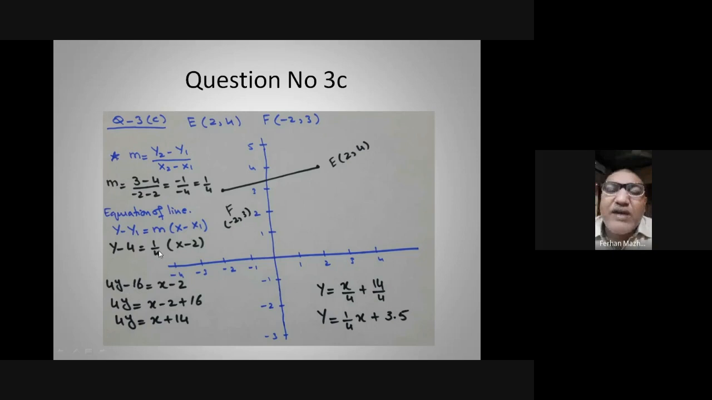Now you will have 4y equals to x minus 2. You take this minus 16 to the other side. It will become plus 16. So you will have 4y equals to x plus 14. This is the standard equation. It's all right. There's no problem with it.